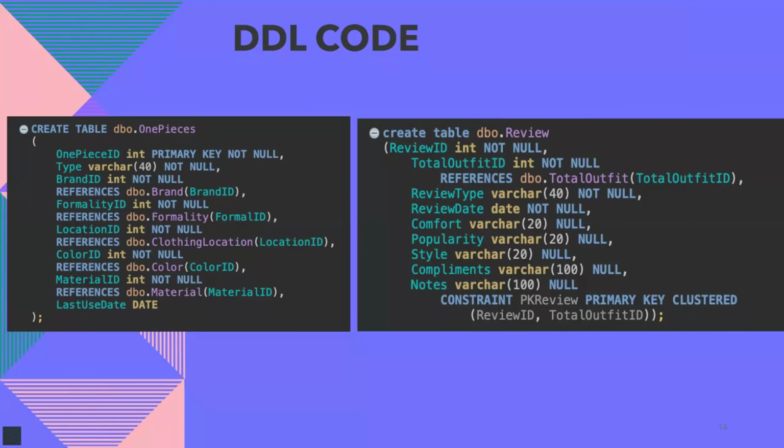So the code we used to implement our ERD, you can see two examples here. On the left, we have one example of our entity one pieces. And you can see here that it references each of those descriptor tables: brand, formality, clothing location, color, and material. On the right, we have an example of the review table, which has each outfit's review. This table is an identifying relationship with the table total outfit, because you cannot have a review without an associated outfit. And here we used a composite key to reflect the identifying relationship you can see on the bottom there.